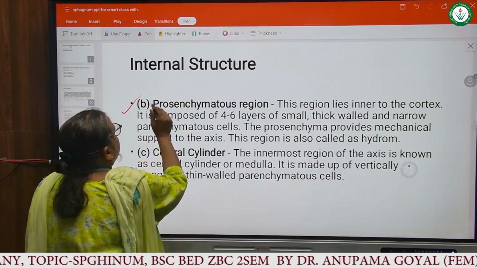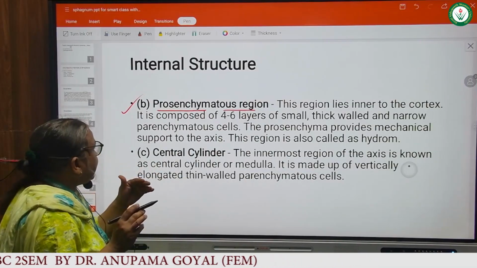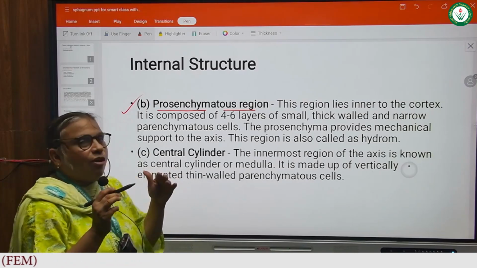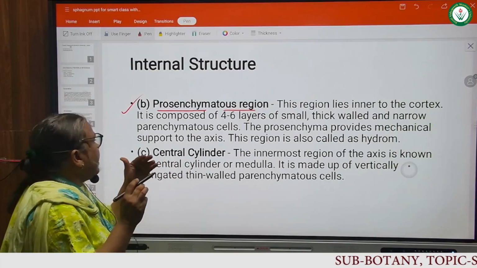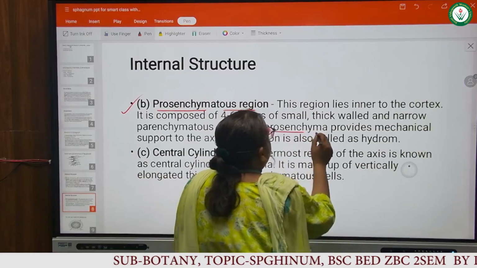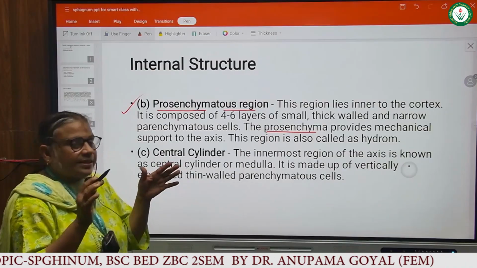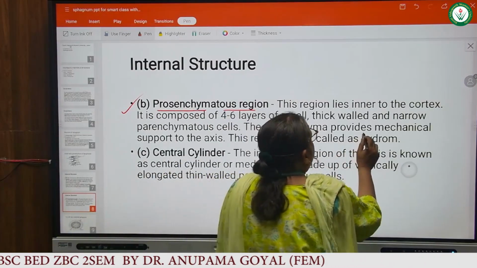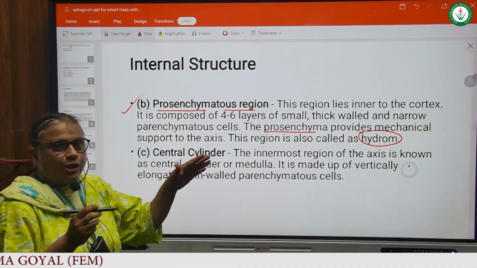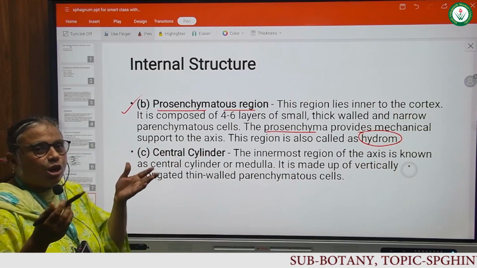Now the prosenchymatous region. This region lies inner to the cortex, and it is composed of 4 to 6 layers of small, thick-walled and narrow parenchymatous cells. The prosenchyma provides mechanical support to the axis. This region is also called hydrome. So another name for prosenchyma is hydrome, which helps in providing mechanical support to the axis of sphagnum.